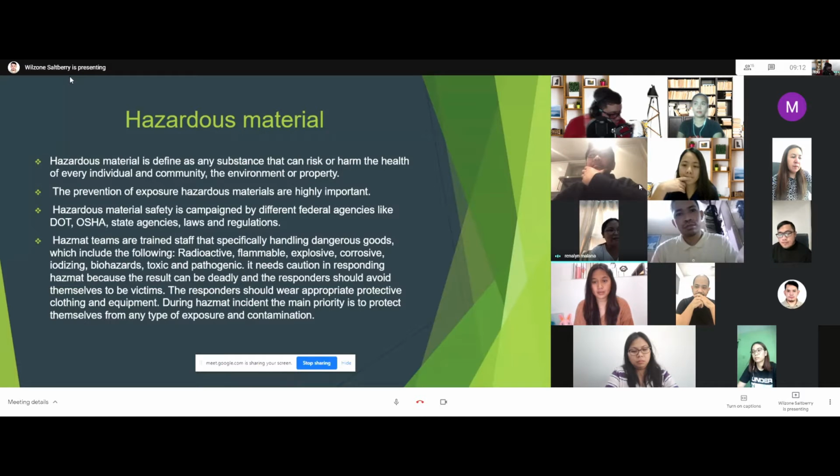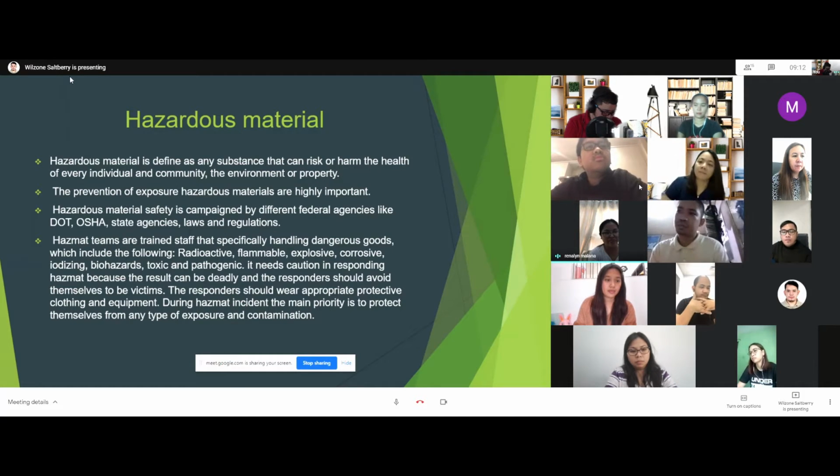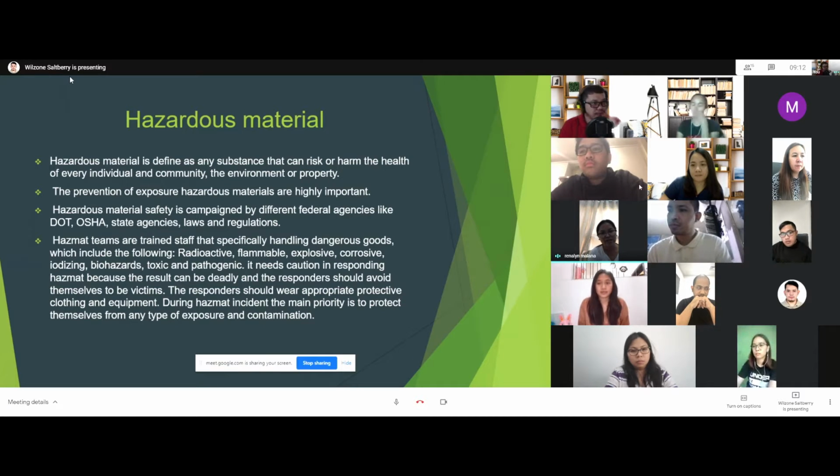Hazardous material is defined as any substance that can risk or harm the health of every individual and community, the environment, or property. The prevention of exposure to hazardous materials is highly important. Hazardous material safety is campaigned by different federal agencies like the Department of Transportation, the Occupational Safety and Health Administration, or OSHA, state agencies, laws, and regulations.